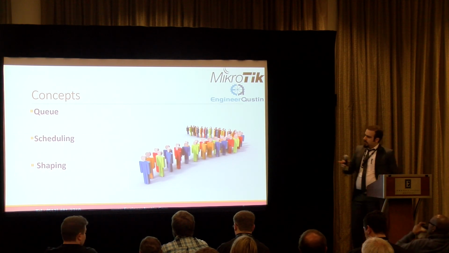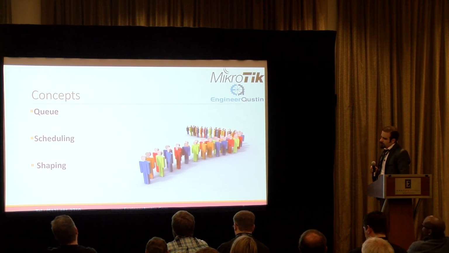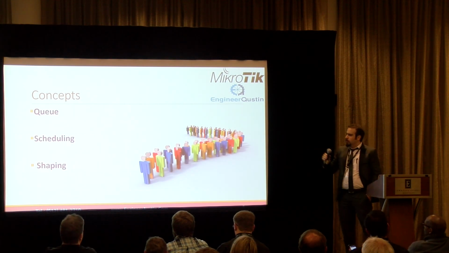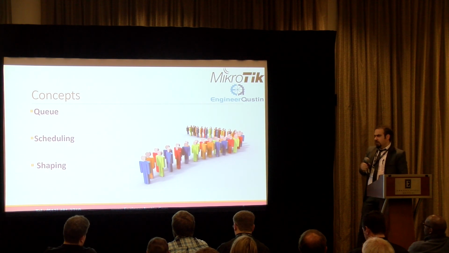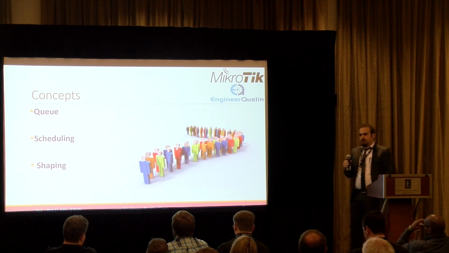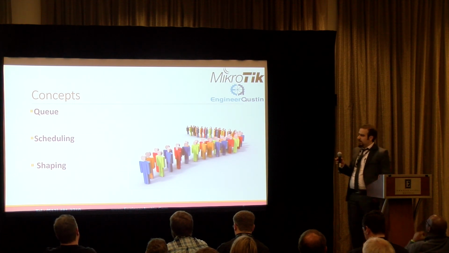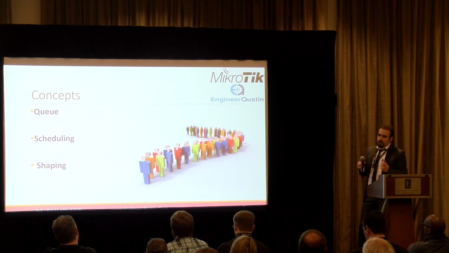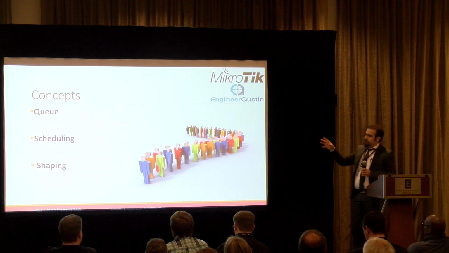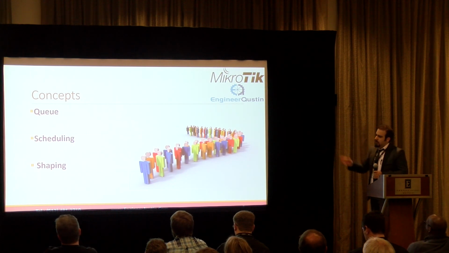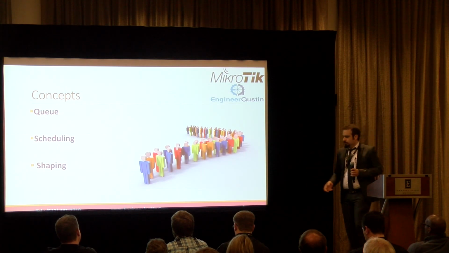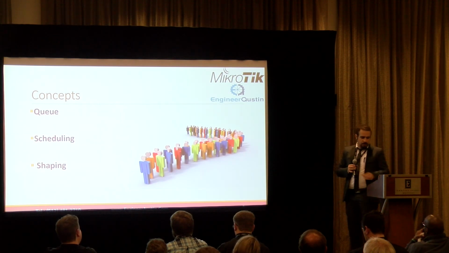As you see in the picture, let's assume the blue people are voice traffic. We know the voice traffic must go out and leave the queue before other types of traffic, and this is an example of queue scheduling. And for shaping, when there is one user, two users or three users only, we must pass or leave the queue at the same time. We have a shaping.